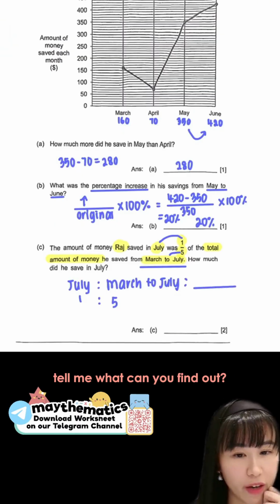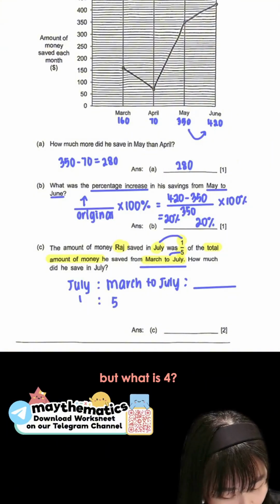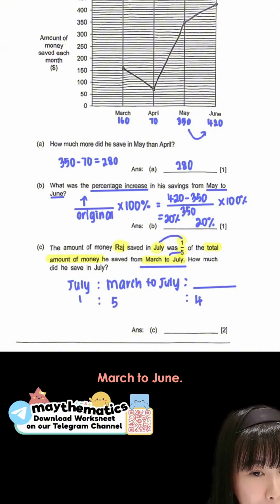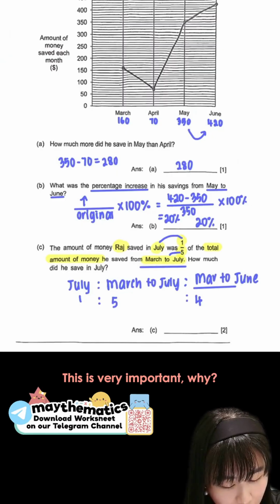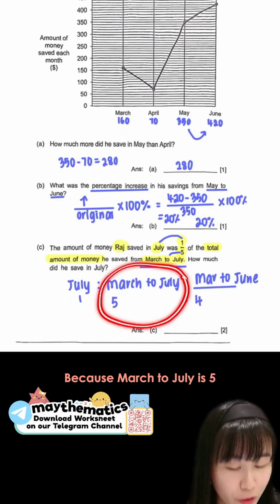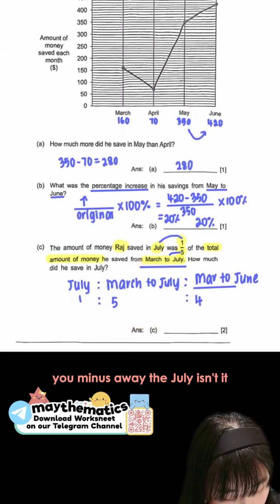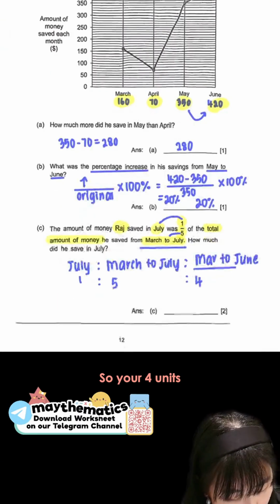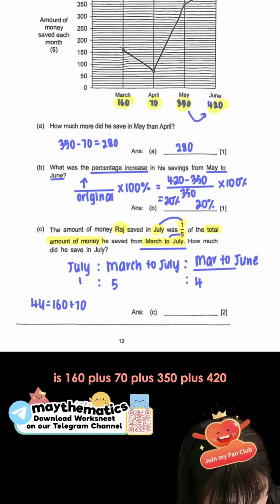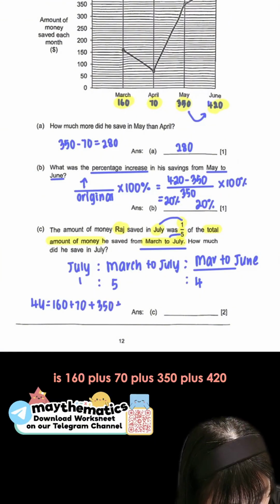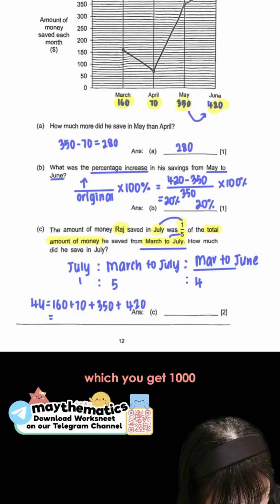Tell me, what can you find out, everybody? Somebody tell me 4, but what is 4? March to June. Yes, March to June. This is very important. Why? Because March to July is 5 units, you minus away the July. You got March, April, May, June. So your 4 units is 160 plus 70 plus 350 plus 420, which gives you 1000.